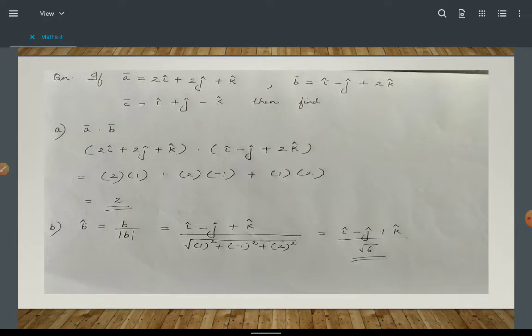Next, b bar is equal to i cap minus j cap plus 2k cap. C bar is equal to i cap plus j cap minus k cap. The question is, then find first one, a bar dot b bar. That is, we have to find the dot product of a and b.